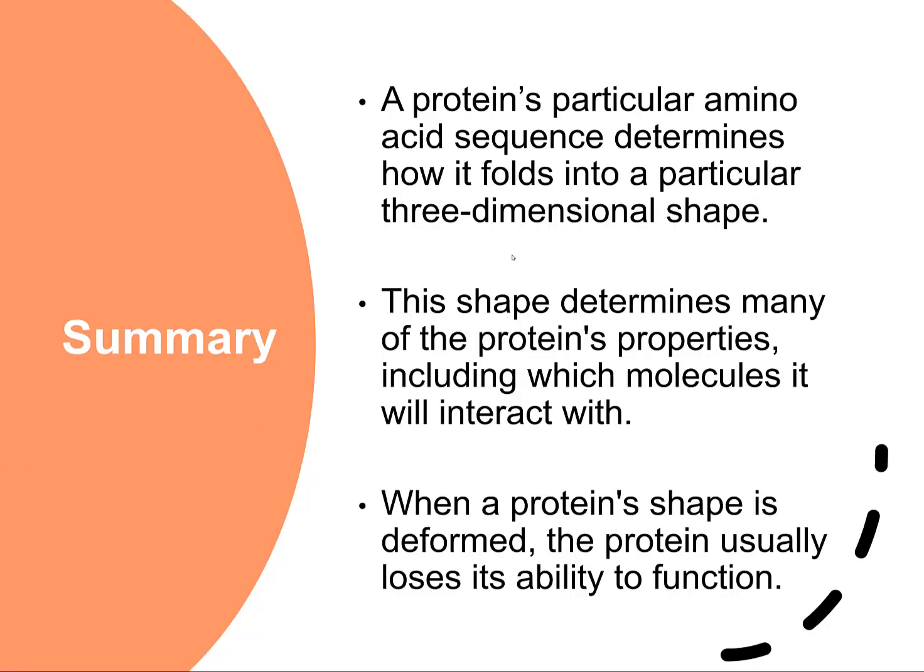So a protein's particular amino acid sequence determines how it folds. Remember, in a liquid environment, a particular three-dimensional shape, the magic. The charges are weak, but collectively, when it binds and folds, it's pretty strong. The shape determines many of the protein's properties and what it's going to interact with. And not only the shape, but the charge. And when a protein shape is deformed, a protein usually loses its function. In other words, you denature it, and it is no longer going to have that shape that it normally would, and it's not going to work for you.